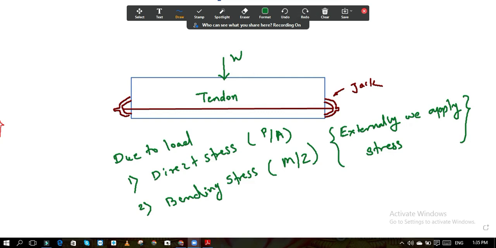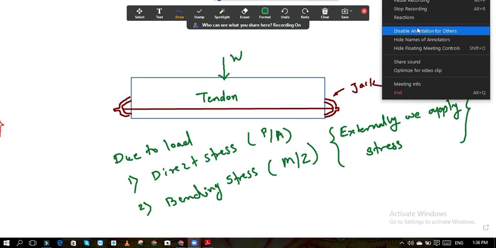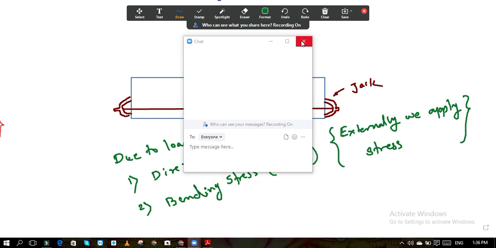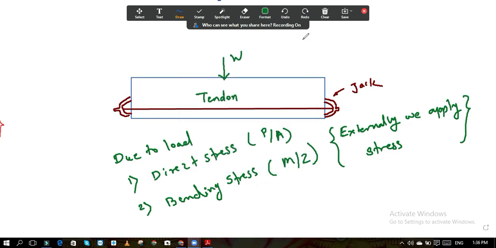Is there any problem in this concept of pre-stress? If you have not understood, ask. I will repeat once again: what is pre-stress? Let me know. Have you understood? Yes, no? Or shall I repeat once again?